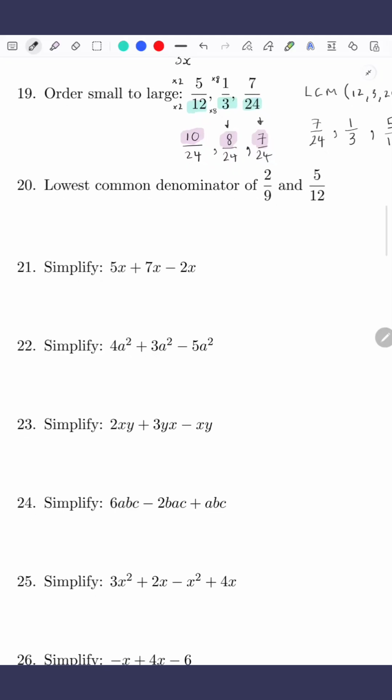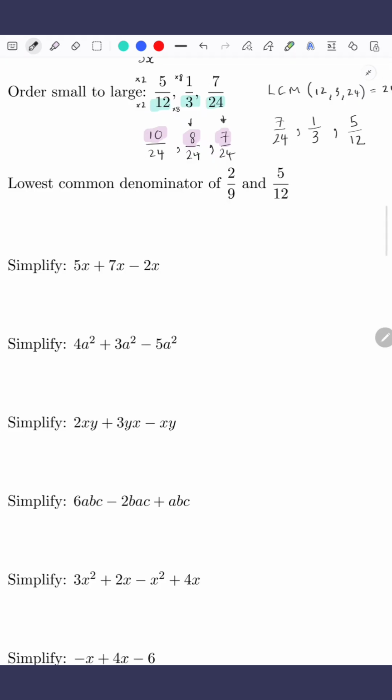The lowest common denominator of 2/9 and 5/12. Well, this is just looking at denominators, the 9 and the 12th. Okay, so we don't actually need to go ahead and do anything else. But a denominator is the thing on the bottom, right? So we're just looking for the lowest common denominator that these two could have.